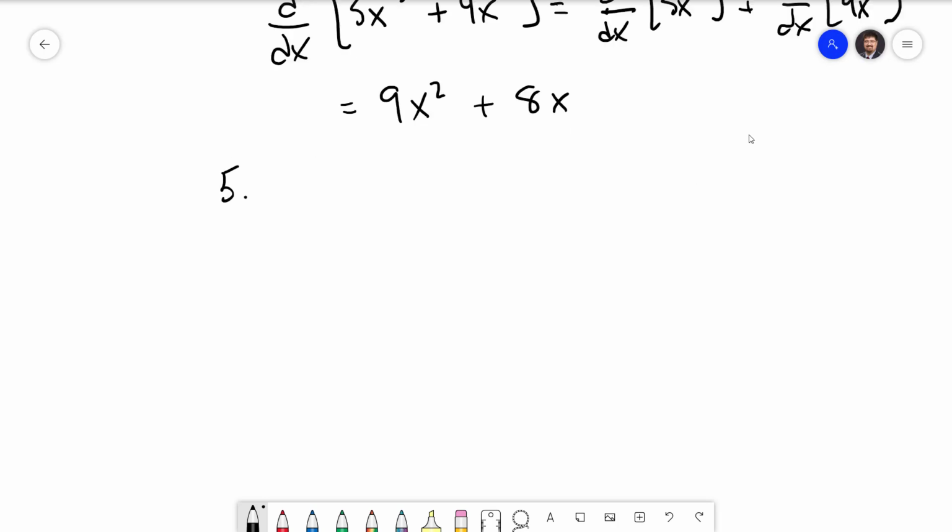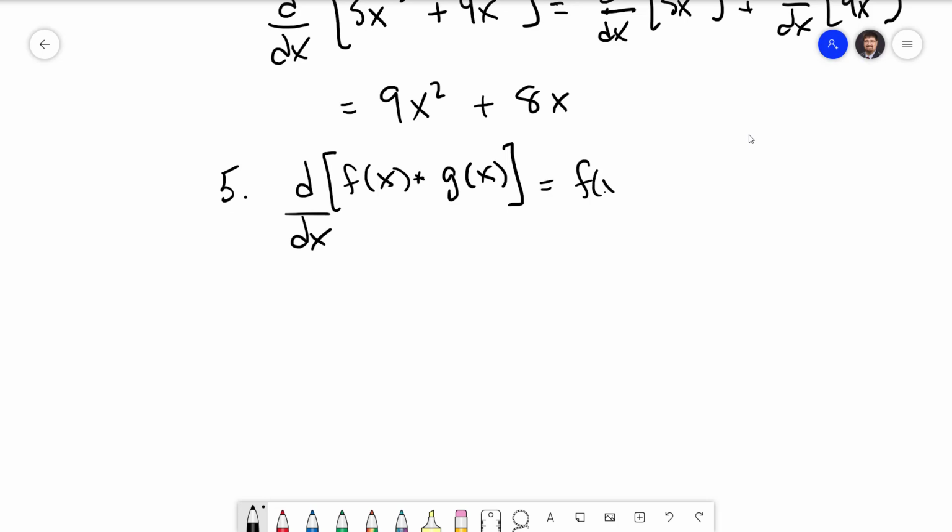The fifth and final rule is called the product rule. And this gives us a rule for taking the derivative of the product of two functions, f of x and g of x. We take f of x times the derivative of g of x plus g of x times the derivative of f of x, df dx.